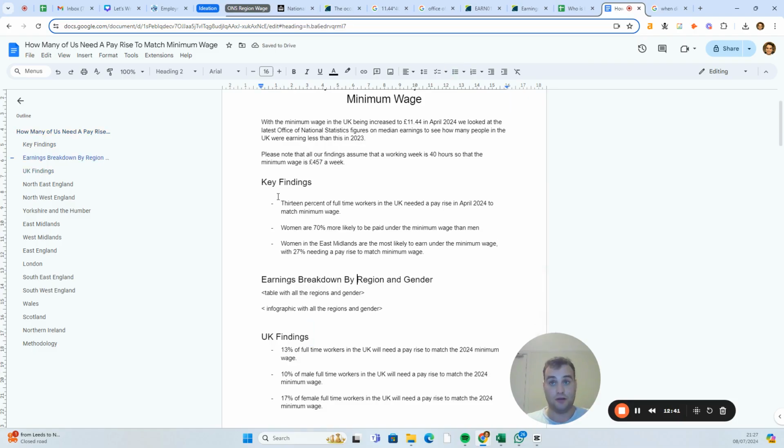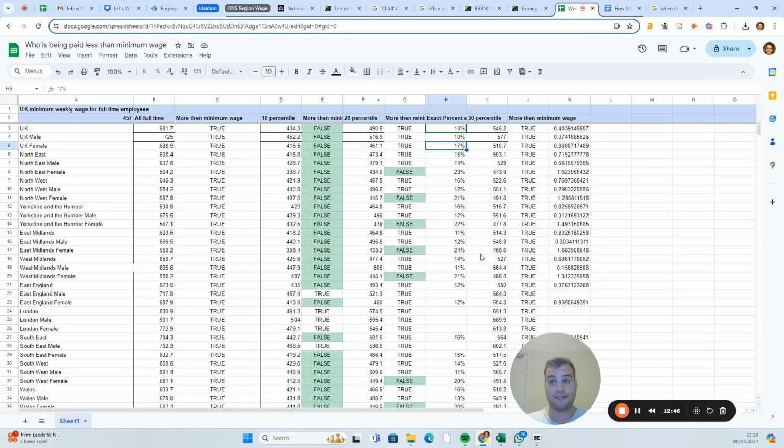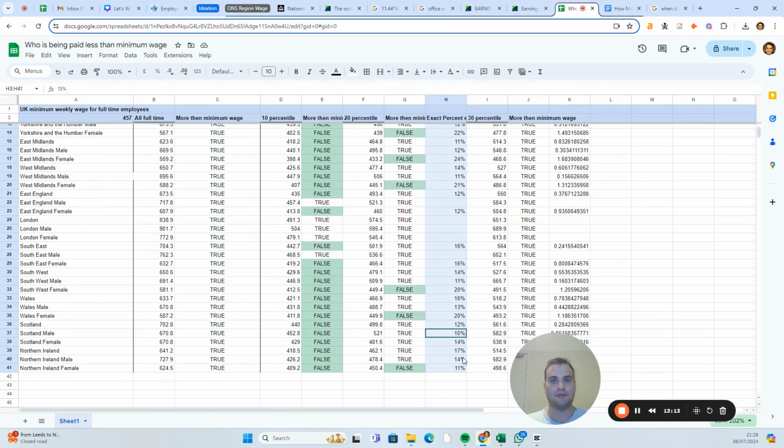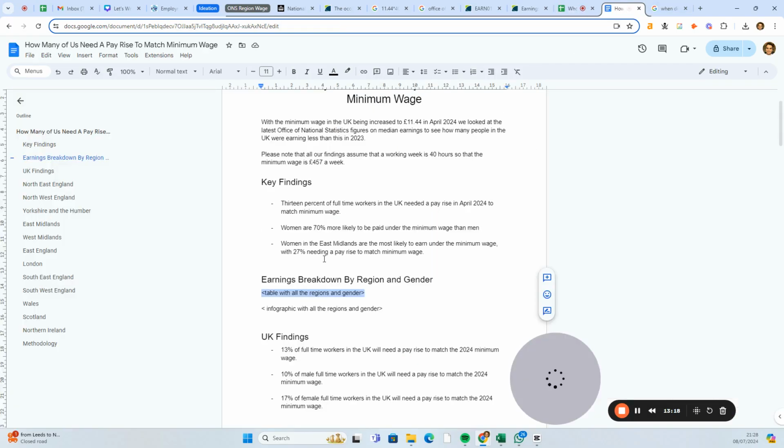Okay, so once I've got the key findings, I put in a table, basically this, but like a nicer looking table. So I would remove these bits, and I would just have the region and gender, and then I would have probably the average earnings, and then I'd have the percentage of people who need a pay rise in order to match minimum wage. So I'd put that table in there.